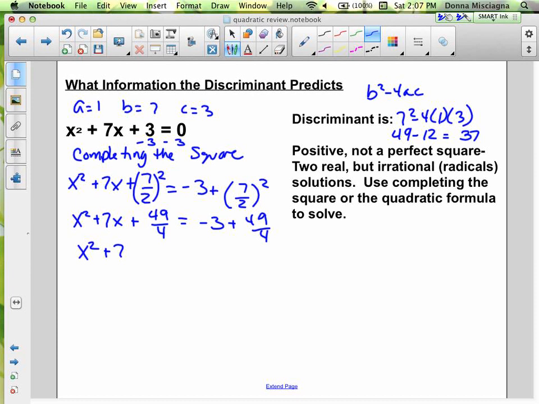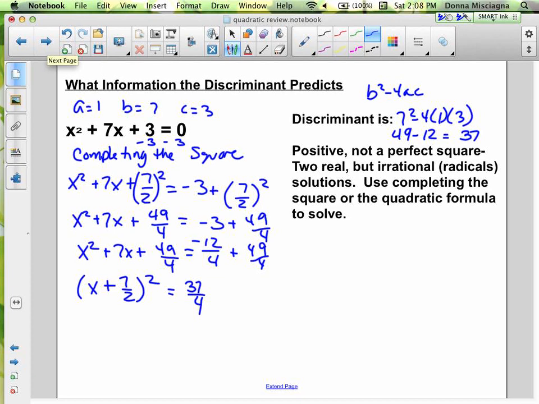X squared plus 7x plus 49 fourths is equal to, so it has to have a denominator of 4, but it still has to be equal to negative 3, so that means negative 12 is going to be the numerator. On the left-hand side, I can factor. We've got a plus, b is positive, and half of b is just 7 divided by 2. No decimals. So we have x plus 7 halves, squared. Negative 12 fourths plus 49 fourths is going to be 37 fourths.